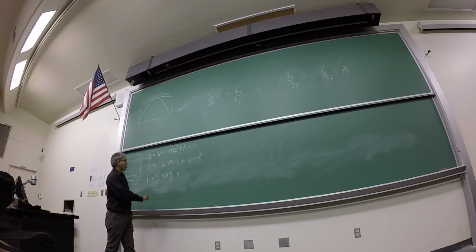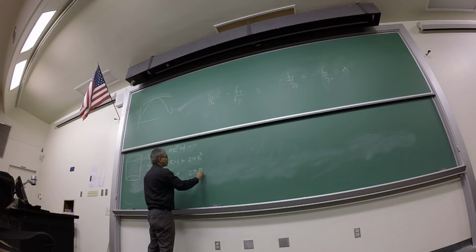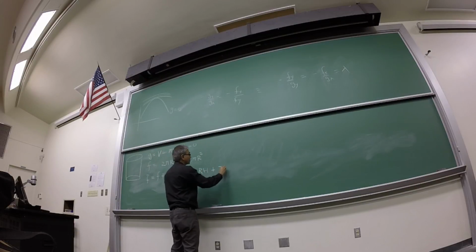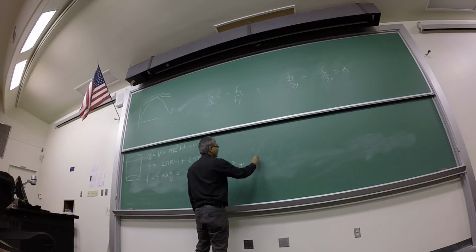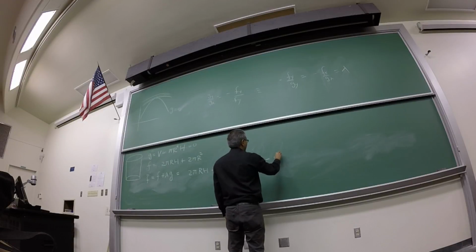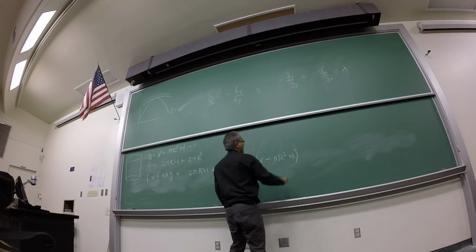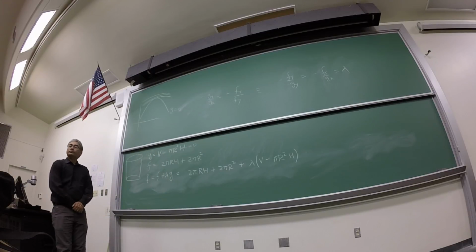So f plus lambda g. So f is already 2 pi r h plus 2 pi r squared plus lambda times g, which is v minus pi r squared h. So that's our f bar. Why is there only one lambda? Because there's only one constraint. Okay?